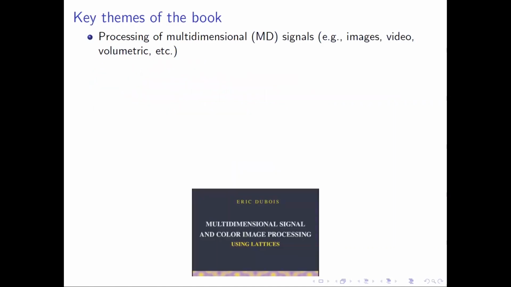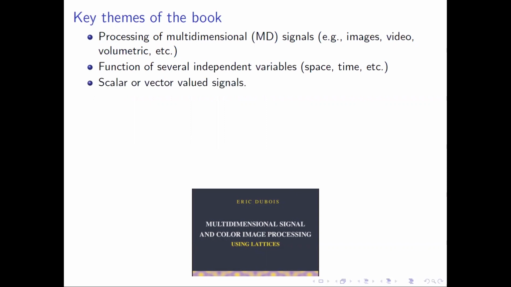The slide highlights the main themes of the book using the title as a guide. Multidimensional here refers to the independent variables such as space, time, wavelength, frequency, and so on. The signal values can be real or complex scalars, as in grayscale images, or they can be elements of a vector space, such as the color vector space for color images.